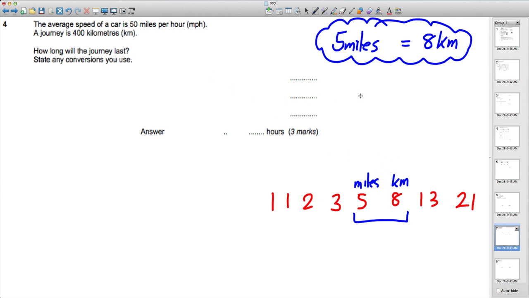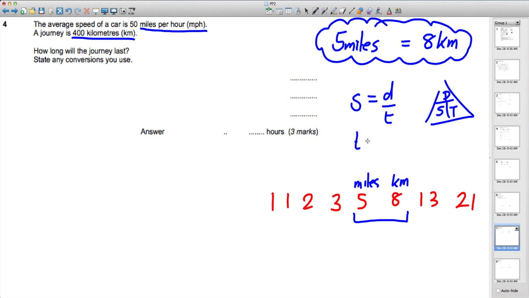Okay. Also, you need to know that speed is equal to distance over time. From science, you would have learned speed, distance, time formula like that. Now, just making sure all the units are the same. Here we're dealing with miles per hour. Here we're dealing with kilometers. So we just got to make sure all the units are the same. How long will the journey last? Well, we want time. So time is therefore distance over speed. So time is equal to distance over speed.